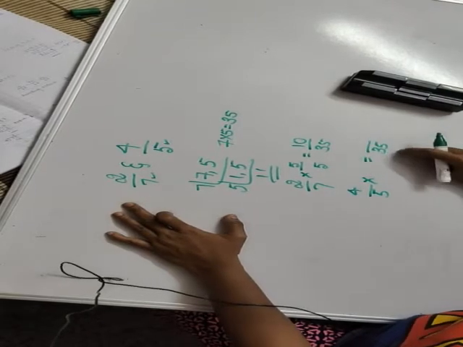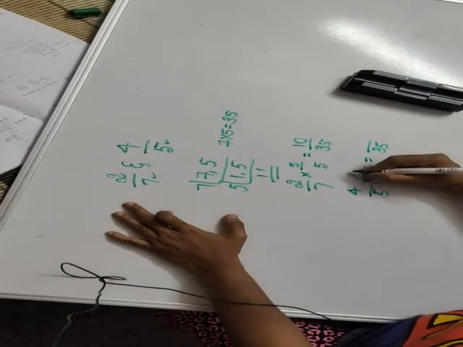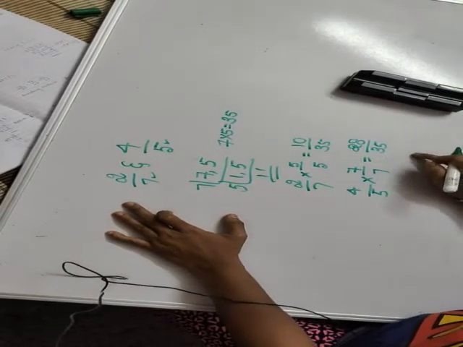Next, 4 by 5 into something, where we must get 35 as the LCM. So 5 times how much is 35? 5 sevens are 35, so the same 7 we have to multiply up, which gives 28. This is the one method.